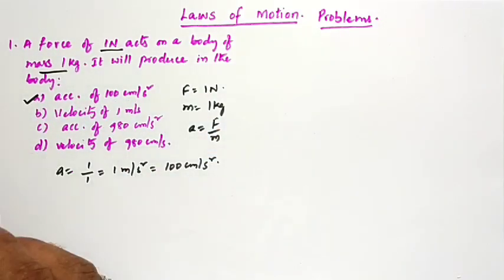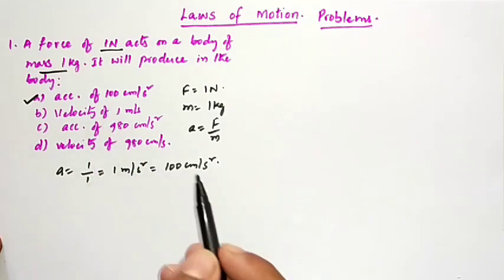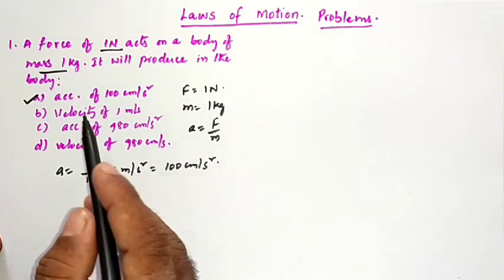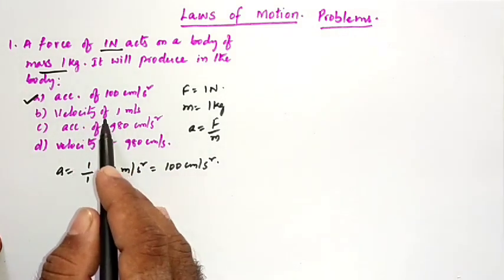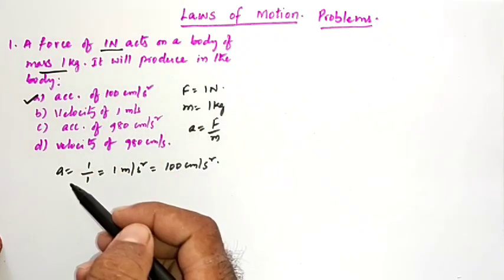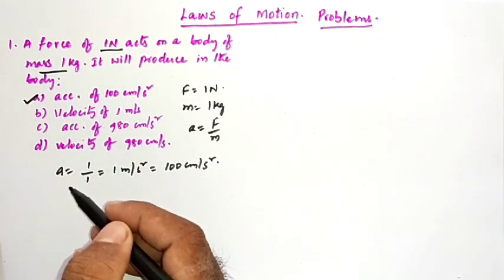So D is wrong because 980 is given. So here it is 100. What about velocity? Does it produce velocity? Yes, it produces velocity. To calculate velocity we need time. So velocity after what time? Time is not given. So we need not calculate velocity here.